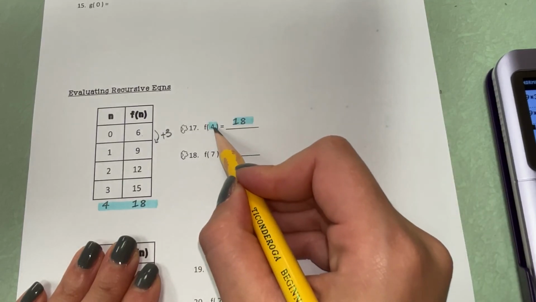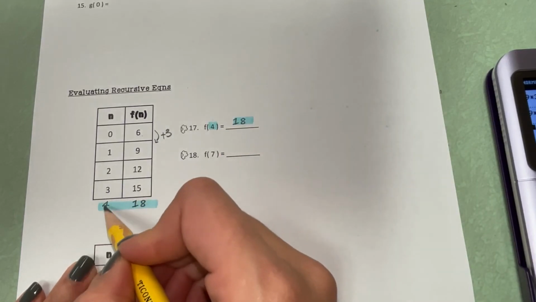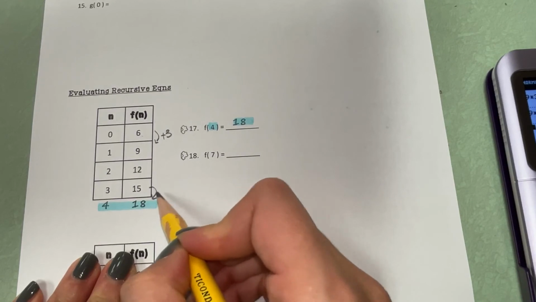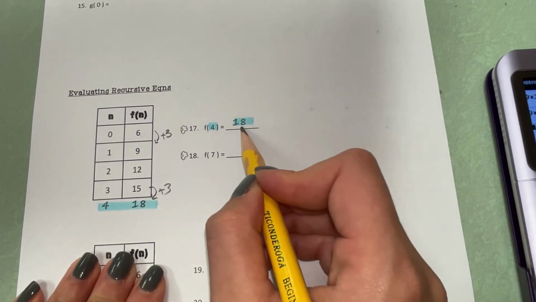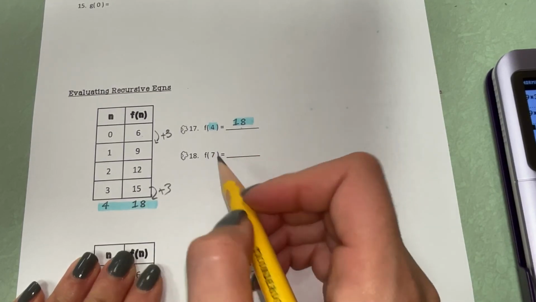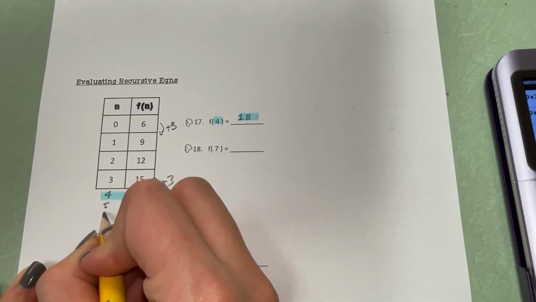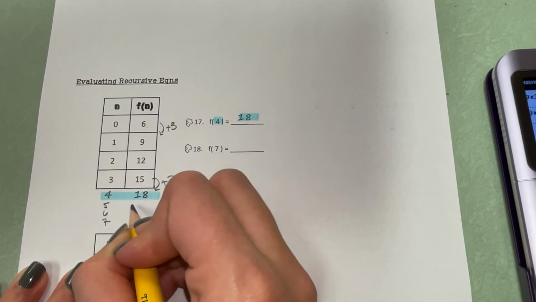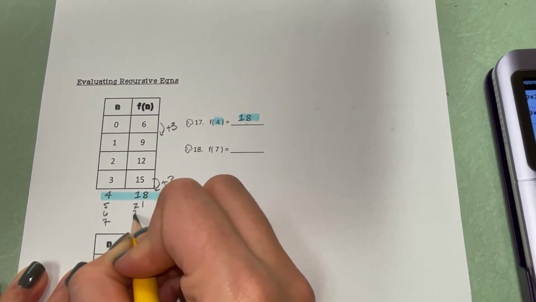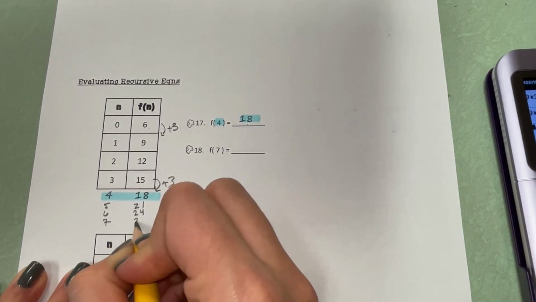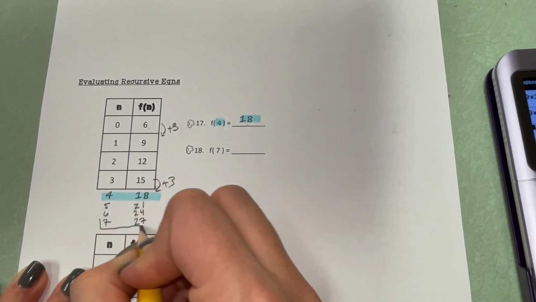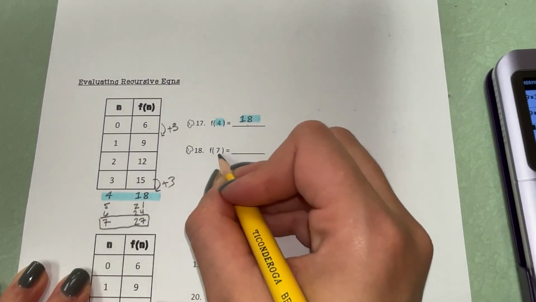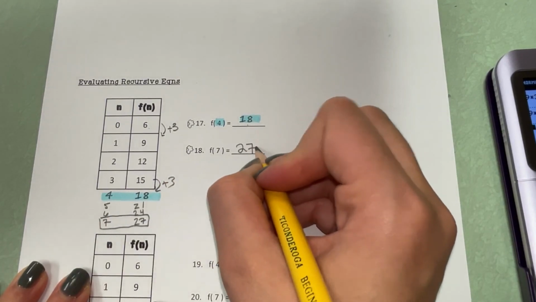So this is asking me to find f of 4. So I need to go down to 4. 15 plus 3 gives me that 18. Now it wants me to go to 7. So I have to go 4, 5, 6, 7. So 18 plus 3 is 21. 21 plus 3 is 24. 24 plus 3 is 27. So f of 7 is 27.